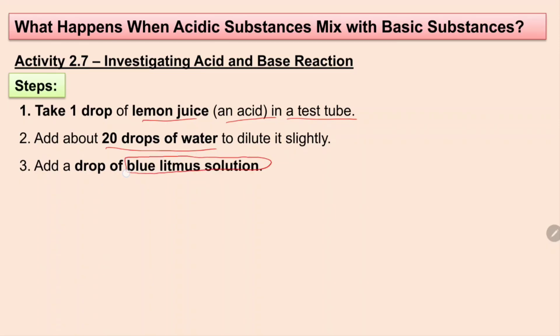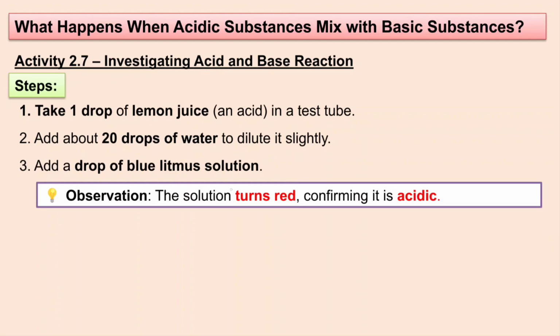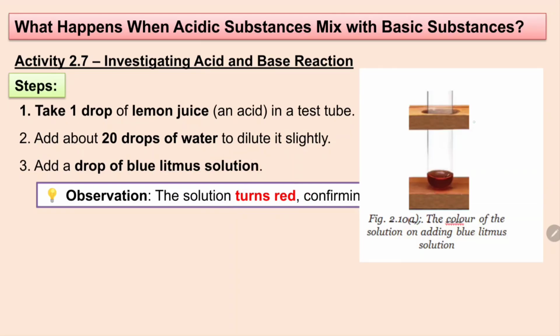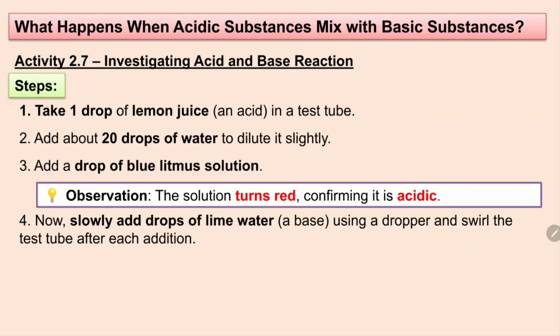See, here we are using blue litmus solution, okay. So when you are adding a drop of blue litmus solution, what will happen? Observation: the solution will turn red, confirming it is acidic. So we know lemon juice is acidic, and we have confirmed it also by using blue litmus solution here, okay, not paper. See, like this, the color changes into red, okay. And now slowly add drops of lime water. Now what you need to do? Add some lime water, okay, on the same solution which has turned red, using a dropper, and swirl the test tube after each addition.